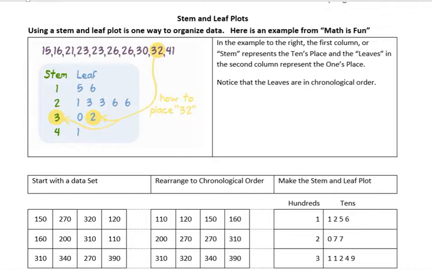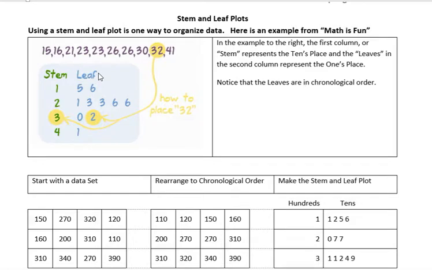This is an example from the website Math is Fun. They have a list of numbers, and they've already got them in order from least to greatest. And then they say, well, we have a stem over here, and the stem in this case represents the tens because the greatest value of any of these numbers is in the tens place. So the stem is the tens place, and then the leaf represents the ones place.